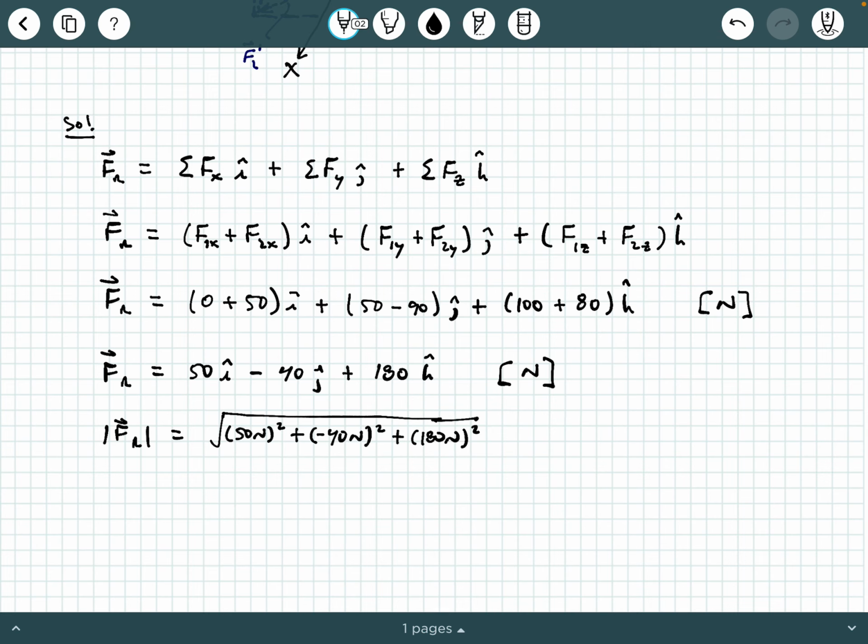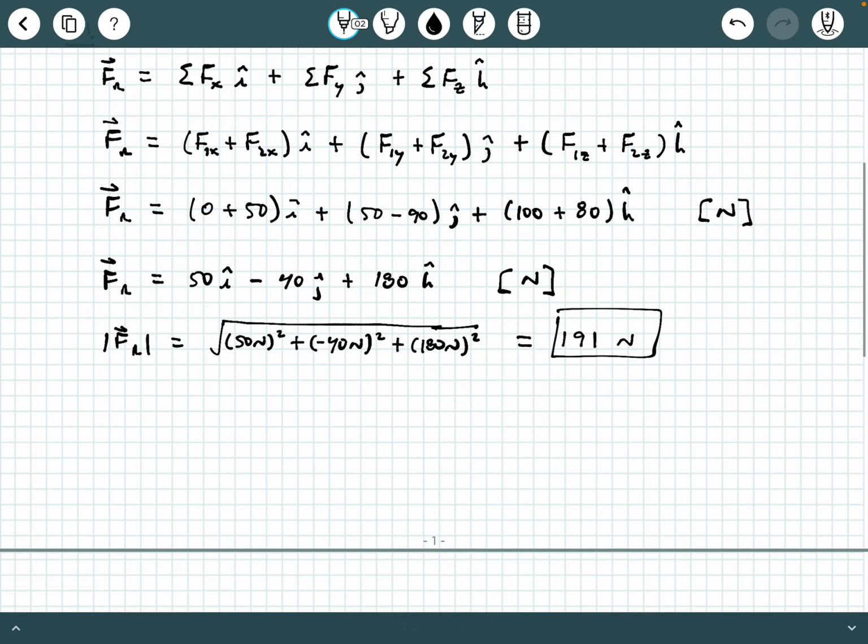And remember that negative here gets squared, so it becomes a positive. And so we're going to crank this through, and we should get 191 newtons. And so that's part of our answer, right? That's the magnitude of the resultant force, all right? Now, we also want the coordinate direction angles.